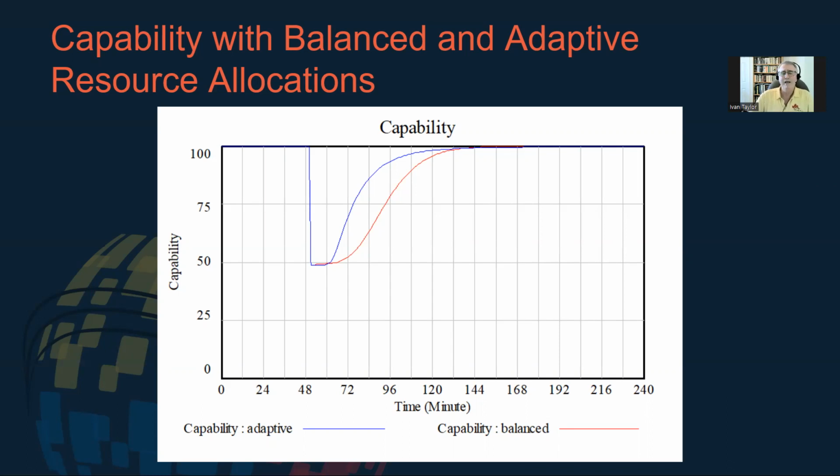However, at each point in time, the adaptive resource allocation strategy can get more capability up more quickly. And for example, if the required capability was less than 100%, say, for example, 75%, then the adaptive resource allocation would return the system to the required capability much quicker than the balanced approach.